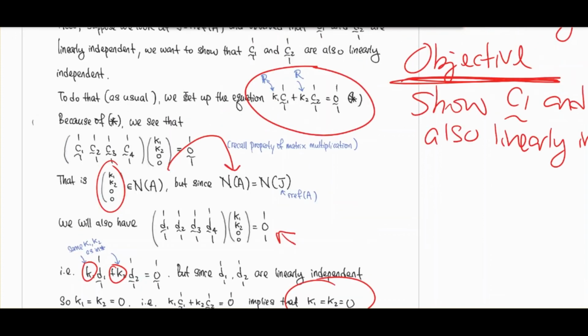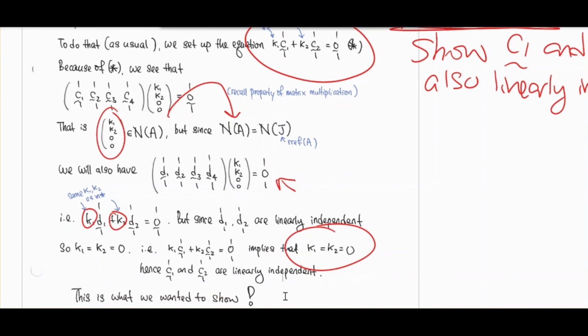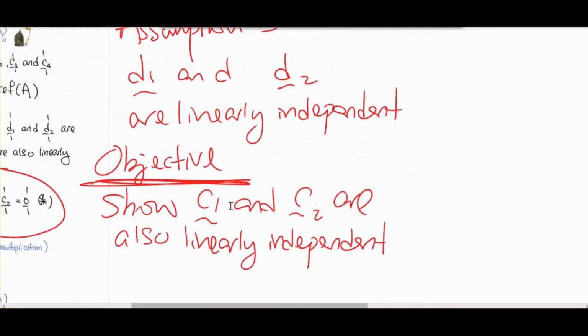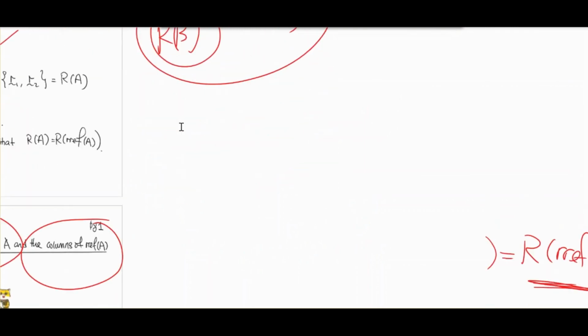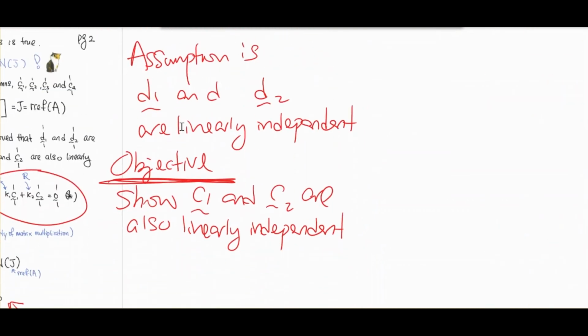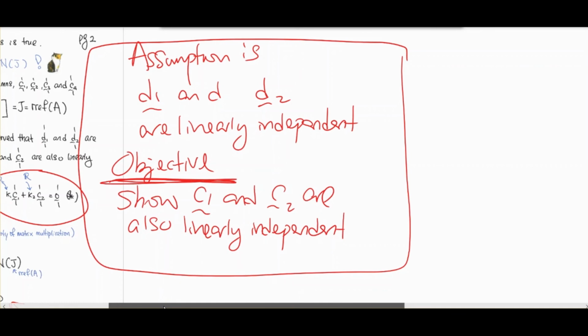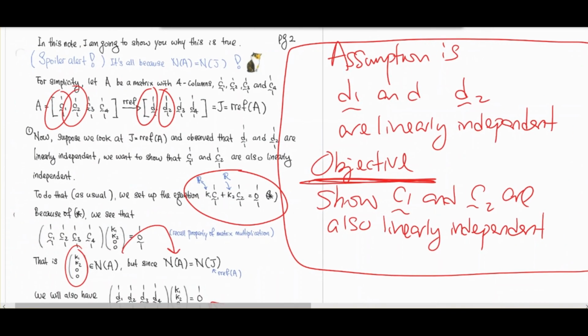What does that mean? It means that your C1, C2 is linearly independent. So if you have these assumptions that your D1 and D2 are linearly independent, then your C1 and C2 here must also be linearly independent. All right, so that's the first thing that we show. If you eyeball your matrix J and you realize that your D1, D2 are linearly independent, then your C1, C2 will also be linearly independent.